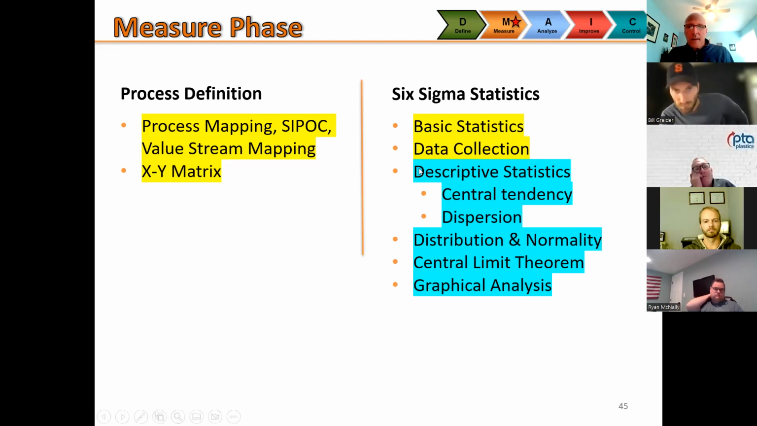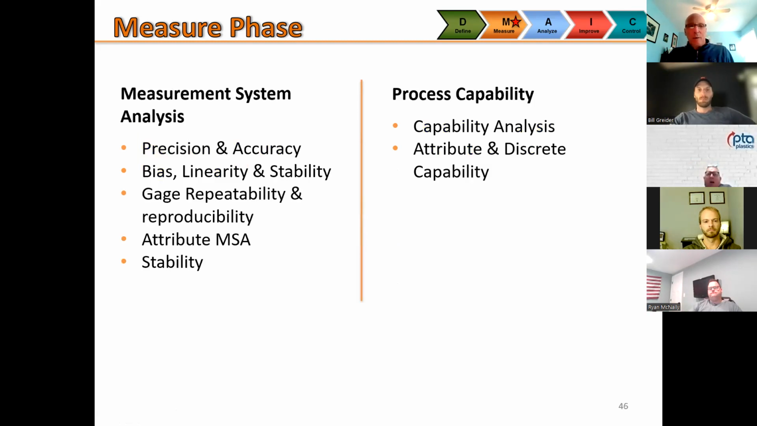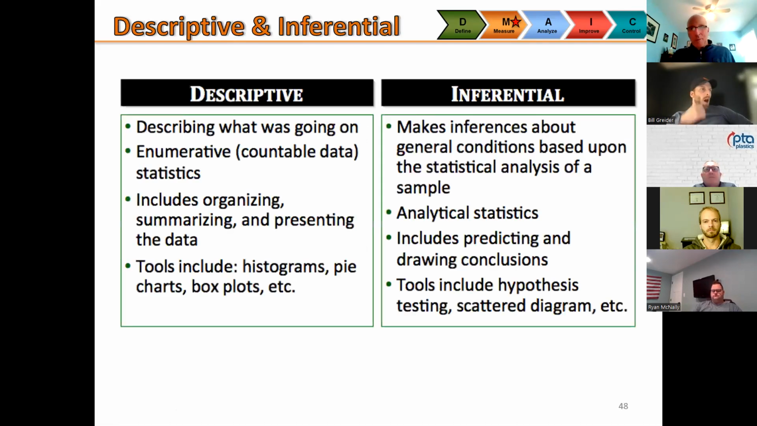Today we're going to do descriptive statistics, central tendency, which is where's our average, what's our mode, some of the ones I showed you. Dispersion, which is how much does our data vary. We'll talk a little bit about distribution normality, central limit theorem, and graphic analysis. Next week we'll get into MSA, gauge R&R, precision and accuracy, and also process capability, attribute and discrete capability, things like that.